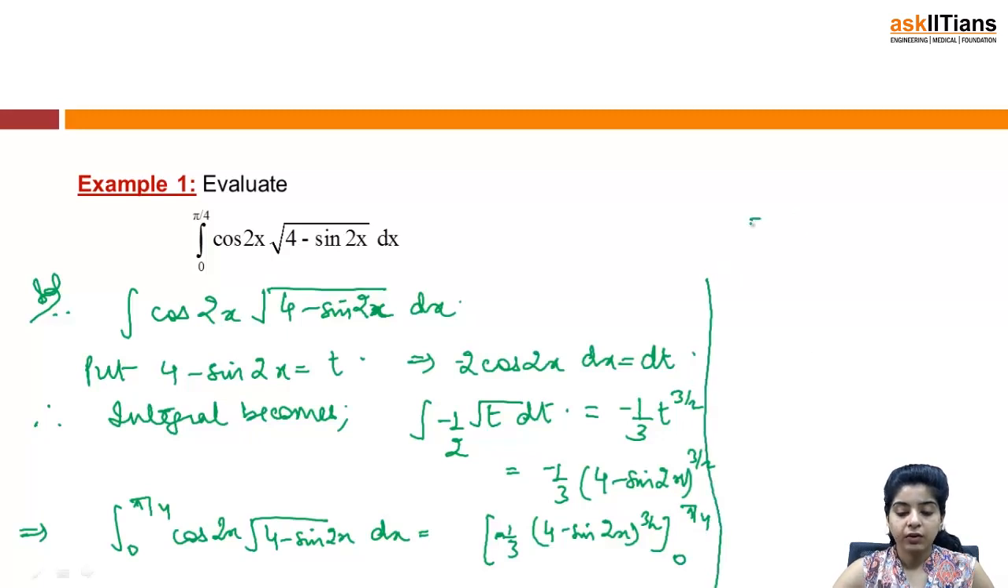So finally once you solve this, substitute the limits 0 to pi by 4 and you get your answer as (8 minus 3 root 3) by 3. So this is our final required value. So just simply solve your question, find the integral, and finally you can substitute the limits.